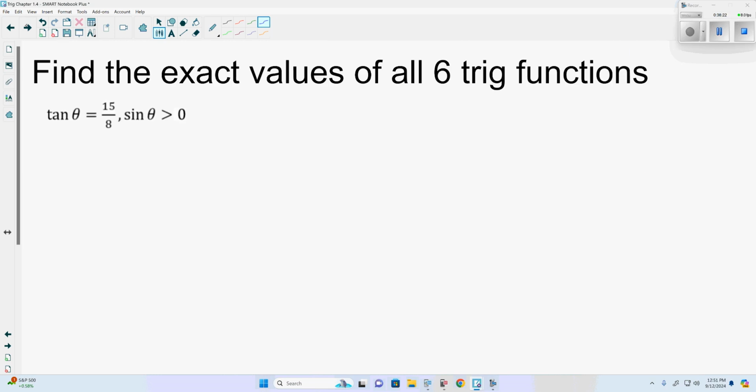We'll stop there. Planned on getting further, but we'll stop here. We'll finish this up tomorrow.